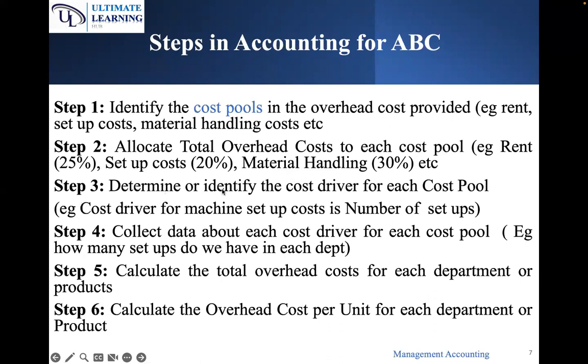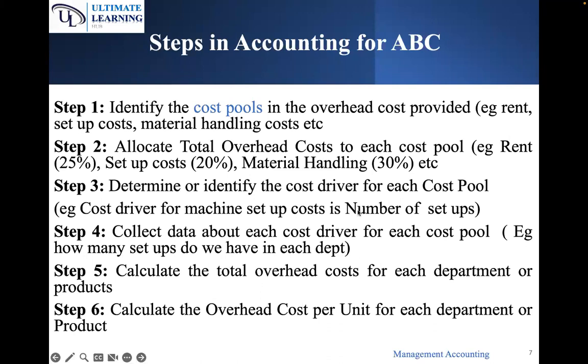Step number 3, determine the cost driver for each cost pool. Now, for example, for rent, you need to determine what is the cost driver of rent. You can say it is area. If it is machine setup costs, you can say the cost driver is number of setups. So that is step number 3. Determine the cost driver for each cost pool. You realize this topic is related to overheads because we are accounting for overheads in activity-based costing. We are accounting for indirect costs. That's why in overheads, there was also basis of apportionment.